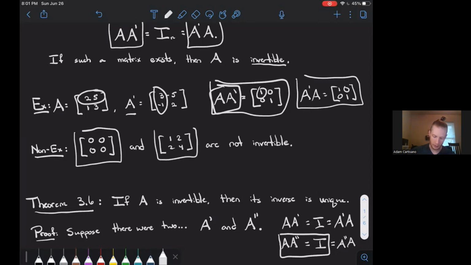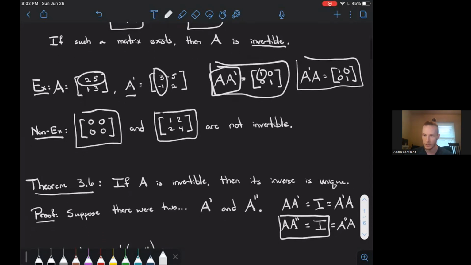Here is a non-zero matrix, 1, 2, 2, 4, which also doesn't have an inverse. And we will talk about why that is, but I will not tell you. But just know that non-zero matrices could still fail to have a multiplicative inverse. Okay, but before we talk about how to figure out whether this matrix has an inverse or not, we should talk about the uniqueness of the multiplicative inverse.